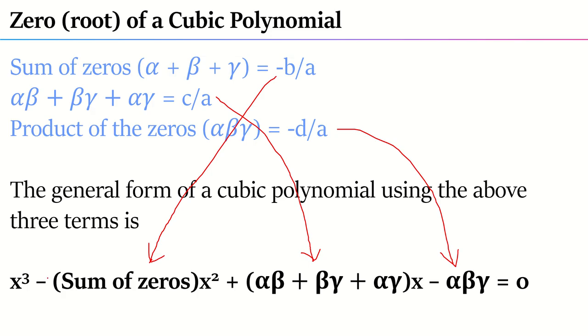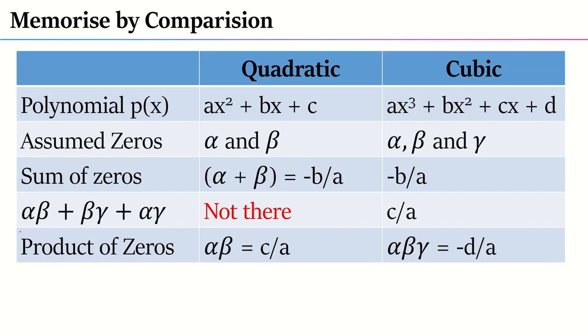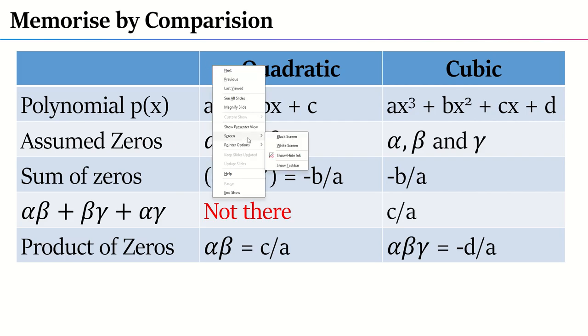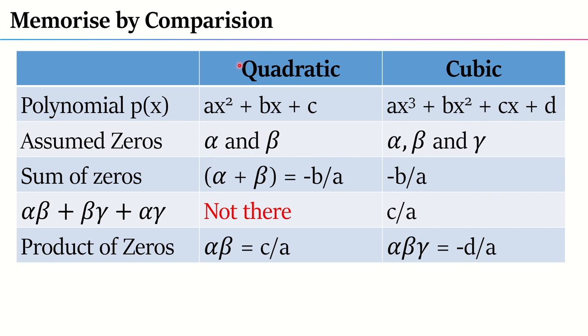For now, as I told you, till I get any board problem, I will not be discussing any sample problems or examples. When I see it in an appropriate video, I will discuss cubic polynomial problems. You can quickly use this table to memorize your formulas for the quadratic and cubic polynomials. For quadratic you have only 2 zeros, for cubic you have 3. Then the sum of the zeros and product of zeros are all here.